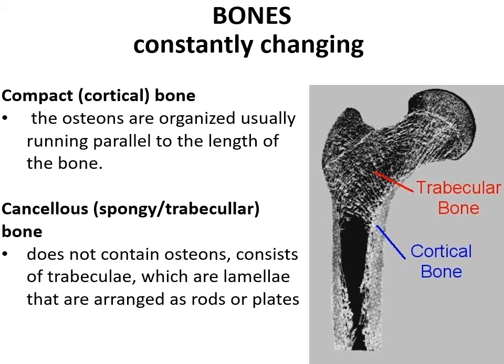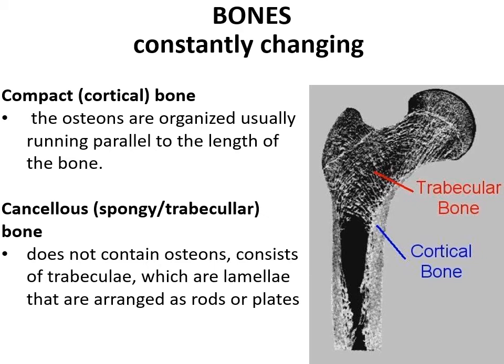And they don't have osteons. They consist of trabecular canals, and this makes them significantly lighter, right? And they're often within the bone, so they can be within cortical bone. And trabecular bone, if it calcifies, can actually become cortical bone. But cortical bone can never become trabecular bone, okay?